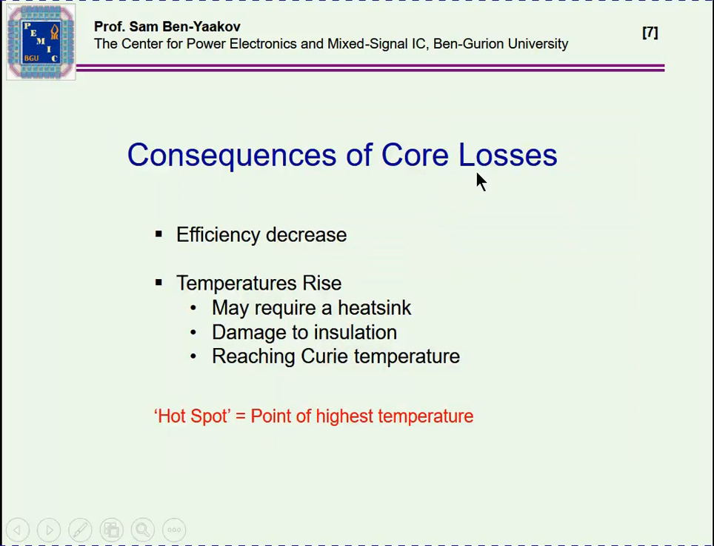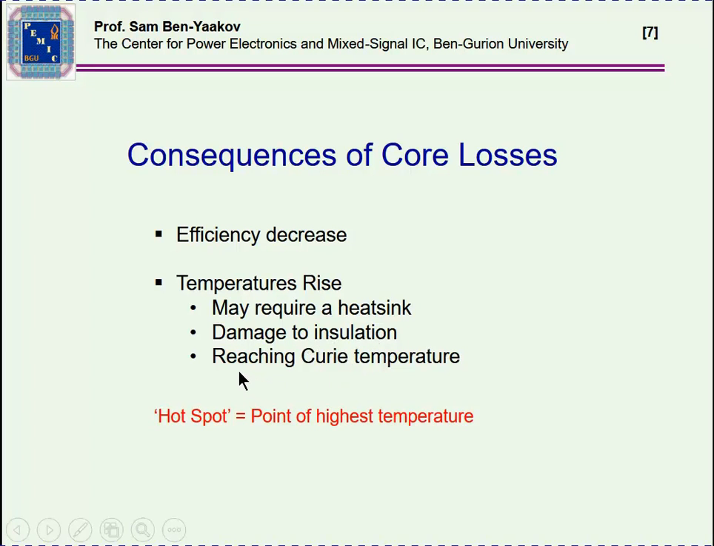Why do we have to worry about losses in the core? Well, first of all, of course, the efficiency will go down because we are losing power to heat, and there is less electrical power. But more important is the question of temperature. Due to the losses, the temperature of the core, and therefore the device itself, being a transformer or an inductor, will rise, and this may require a heat sink if the temperature is too high. It may cause damage to insulation if the temperature is over the safe limits of the insulation.